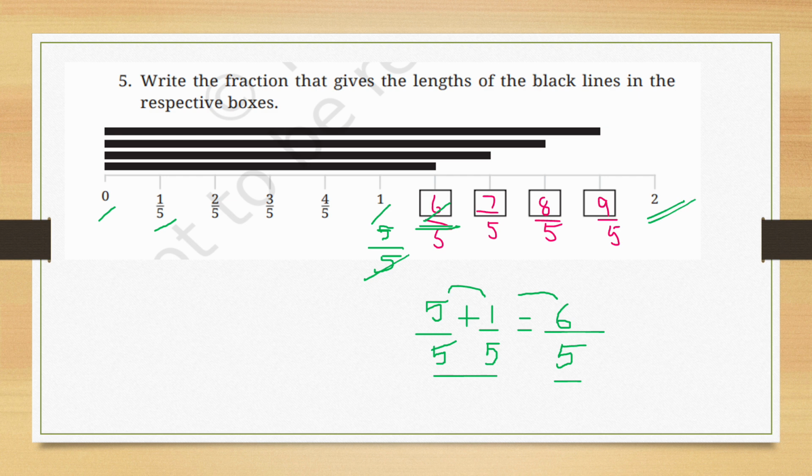6 by 5 plus 1 by 5, that is 7 by 5. 7 by 5 plus 1 by 5, that is 8 by 5. 8 by 5 plus 1 by 5 is 9 by 5. 9 by 5 plus 1 by 5 is 10 by 5, that is 2.